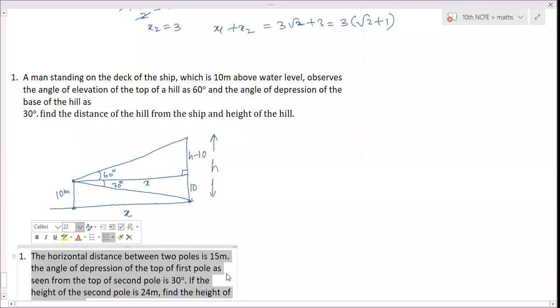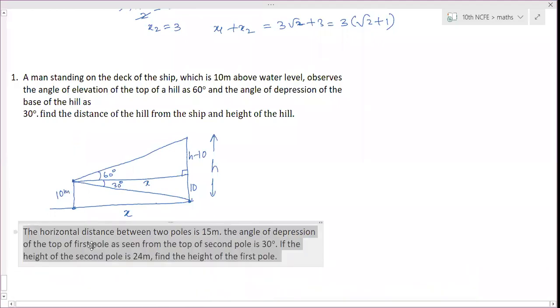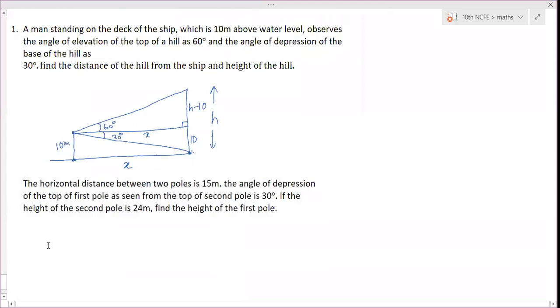There should be 2 markers, I think. The horizontal distance between 2 poles is 15 meters. The angle of depression of the top of the first pole. Depression means that the first pole is at a lower position than the second one.